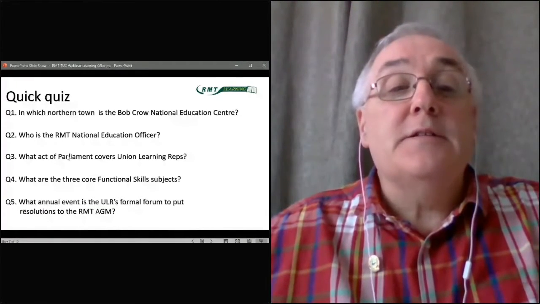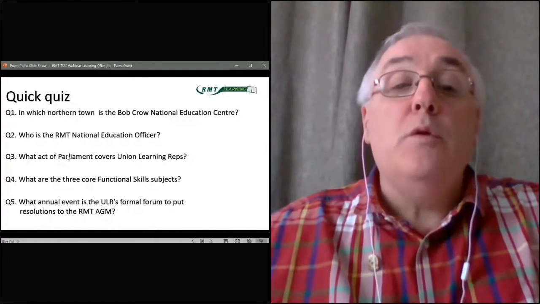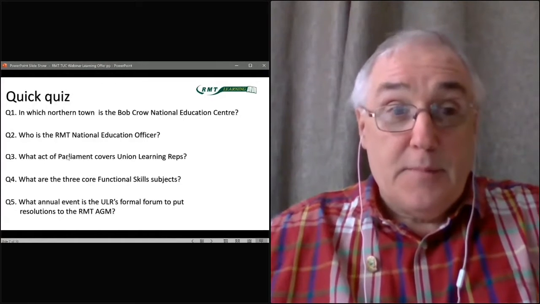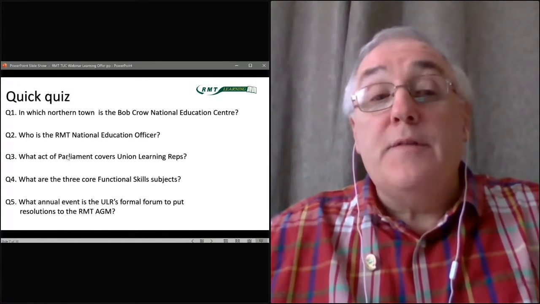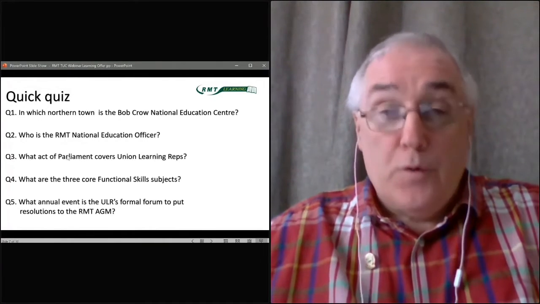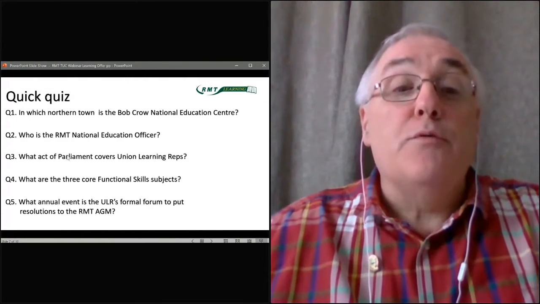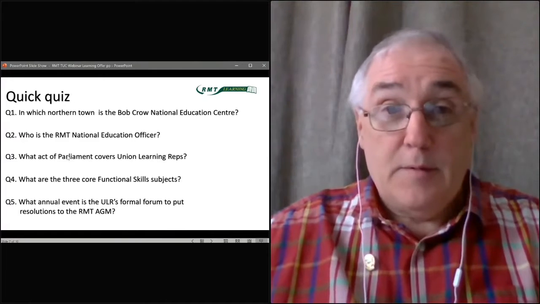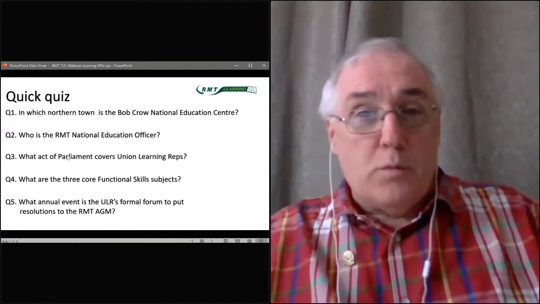What annual event is the ULR's formal forum to put resolutions to the RMT AGM? This is included in the rule book. It's a formal event.